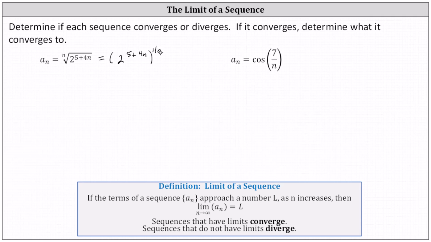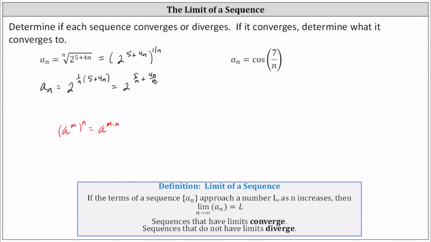From here, we'll apply the power to power property of exponents. Recall when we have a to the power of m to the power of n, we multiply the exponents and get a to the power of m times n. This indicates we can write a sub n as 2 to the power of the product of 1 divided by n and the sum of 5 and 4n. And now let's go ahead and multiply the exponents and write this as 2 to the power of the sum of 5 divided by n and 4n divided by n.